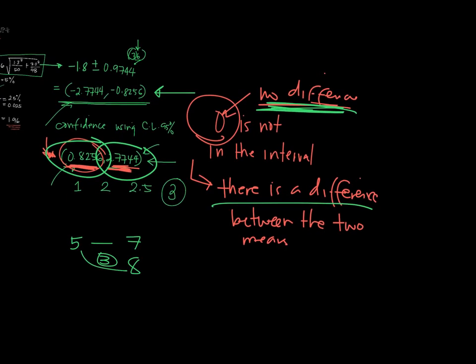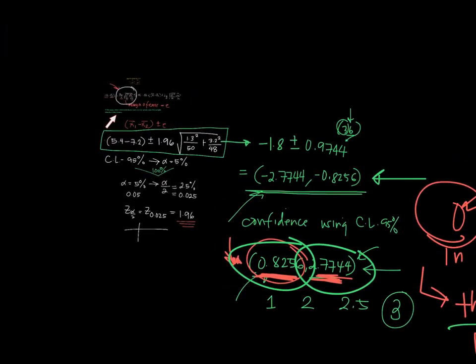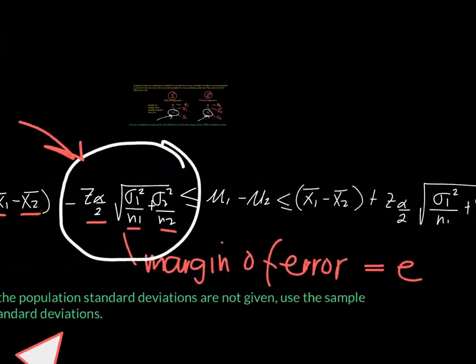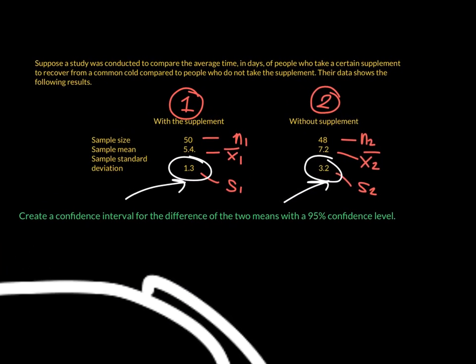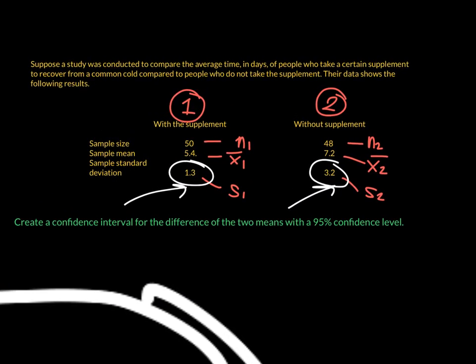So if zero is not in the interval, it means there is a significant difference between the two means. Okay, so just a quick recap on what we have done. We started with identifying what type of information we have. We know from the very start that we are supposed to create a confidence interval, so we have to check what type of population we have. We have two population means. What type of samples we have: independent, so again, people who are taking the supplement versus people who are not taking the supplement, they're independent samples.